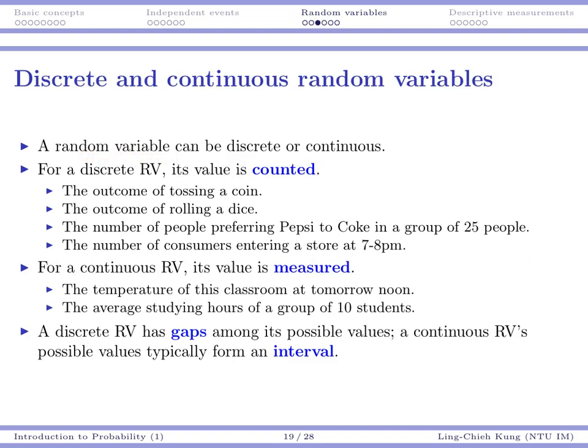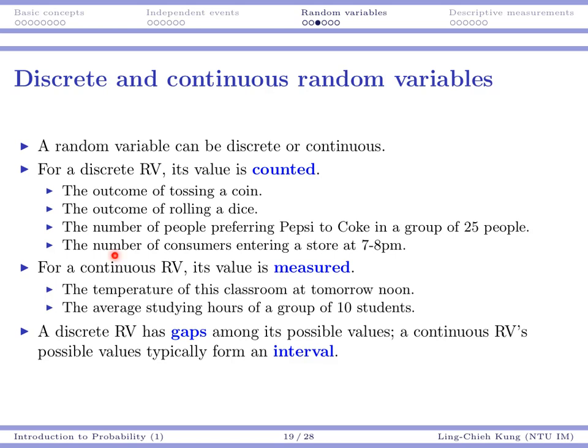A random variable may be discrete or continuous. For discrete random variables, the outcomes are counted. For example, tossing a coin is either head or tail. We can count there are 2 outcomes. For rolling a dice, we can count there are 6 outcomes. For Pepsi versus Coke, the possible outcomes are 0, 1, 2, 3, 4, and so on up to 25. So there are 26 possible outcomes.